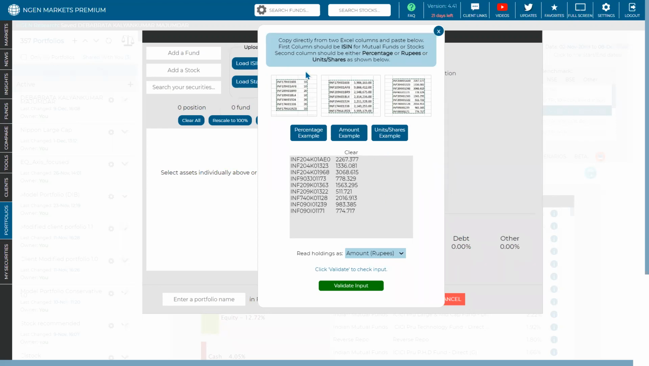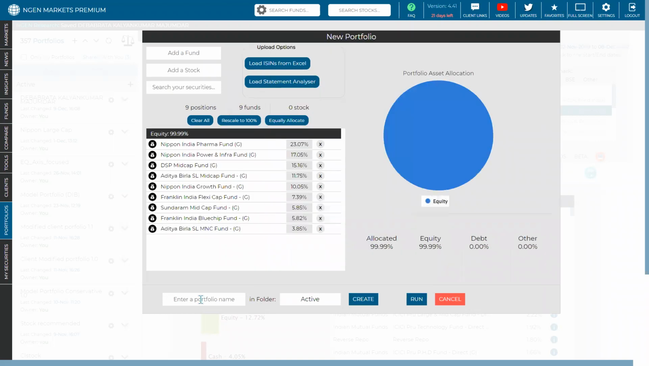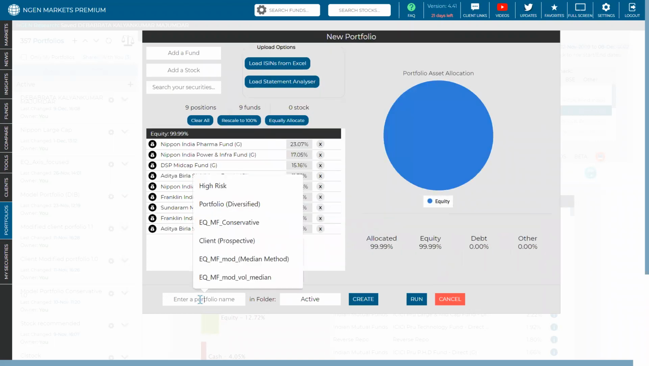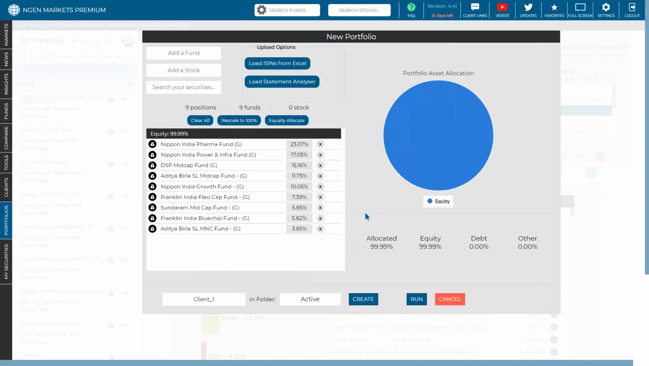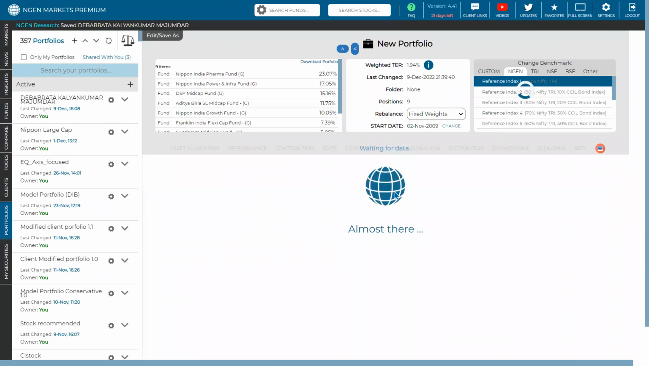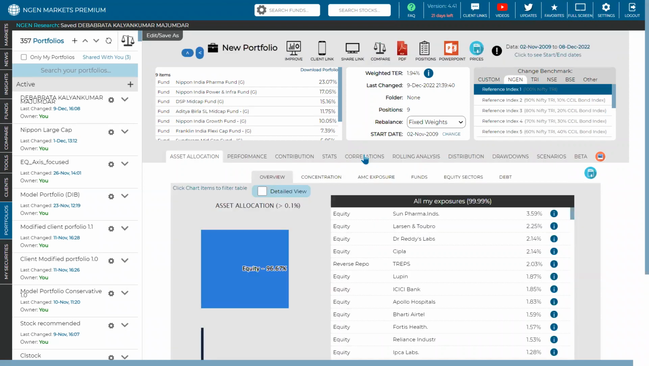All you need to do is copy it from the Excel, paste it here, and validate the input. Once you validate the input, you can see the portfolio being onboarded here, and you can name the portfolio as a client or any client number one, and that's it. You can also run the portfolio just like how I did for the previous portfolio. This is the update to add any client portfolio into the system. Now we are going to review the portfolio based on asset allocation, correlations, and even positional overlap.